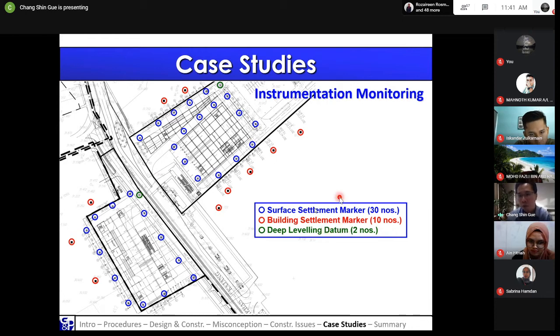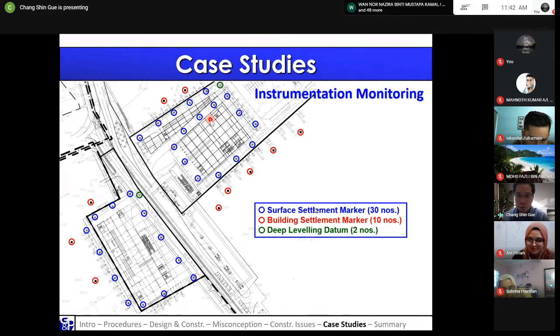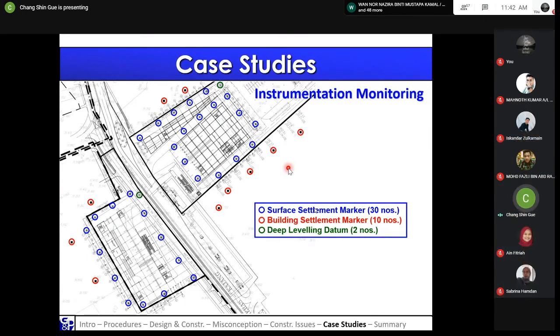Now, why is instrumentation important? For example, if you are doing construction here, the surface settlement markers will tell you if the ground is actually settling, whether it's due to your construction or not, so you can start to do something to prevent it from settling further. So it gives you an alert. The building settlement markers do the same thing. They tell you whether the adjacent building is settling or not.